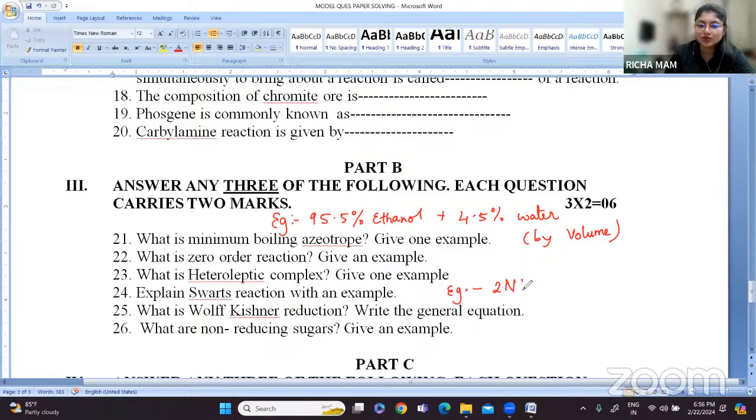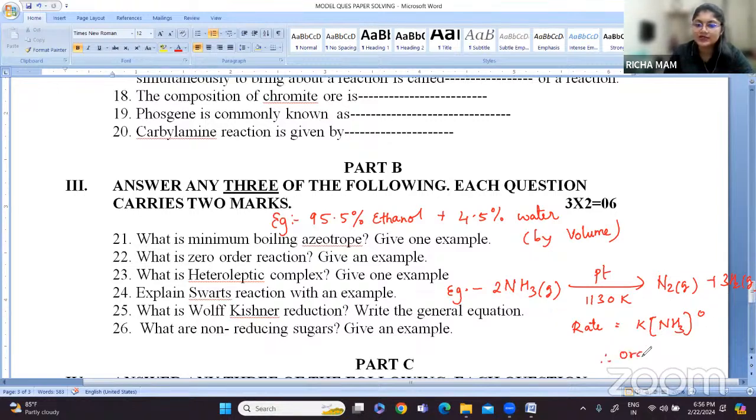So this is the example. 2NH3 gaseous, then platinum at a temperature of 1130 Kelvin gives you N2 gaseous plus 3H2 gaseous. So what is the rate? The rate is k into [NH3] to the power 0. So it is independent. The order is 0. So this is the example. Is it clear? Okay, moving forward, next question.